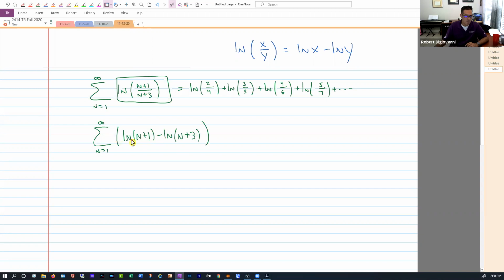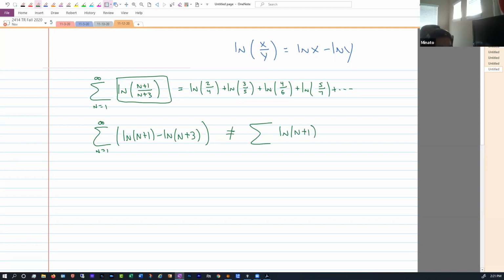Now, Renato, we cannot break this up into two. We cannot break this up into two sums. Why? Why can we not break this up into two sums? Why can we not do this? Because we can't say it converges.